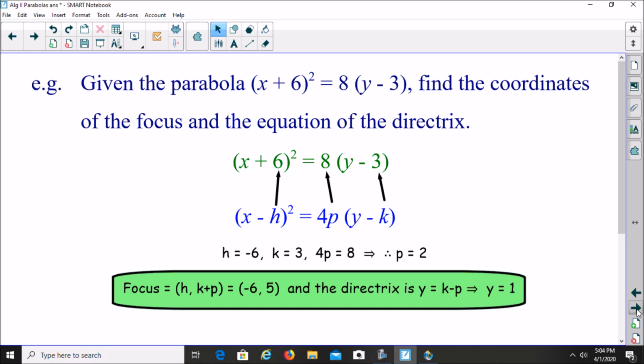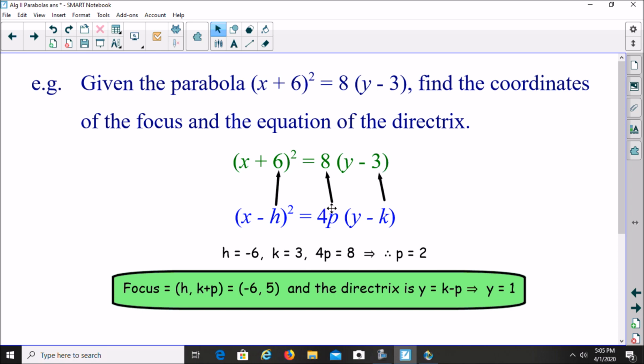This time we're given the equation of the parabola, (x + 6)² = 8(y − 3), and we're asked to find the coordinates of the focus and the equation of the directrix. Well, lining up the given equation with our standard form for a parabola, we can see that (x + 6)² is the (x − h)². That means h must be −6. x minus negative 6 would produce the x plus 6. y − 3 corresponds to y − k, so k must equal 3.